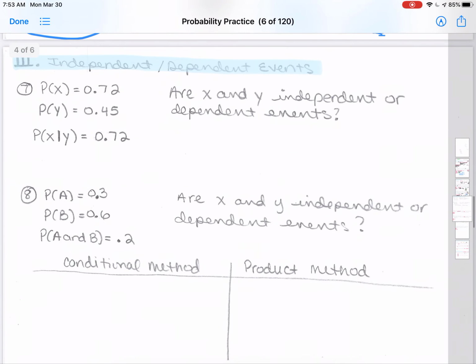Okay, now let's do independent and dependent. So remember, independent and dependent events: do they affect each other? That first question I did with you was salt and pepper, and I think that question came out that they were dependent. Usually, things do call for salt and pepper, but we have to make calculations to see if events really do affect each other or not.